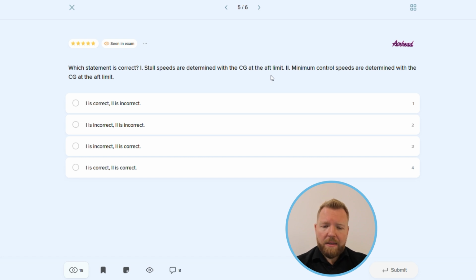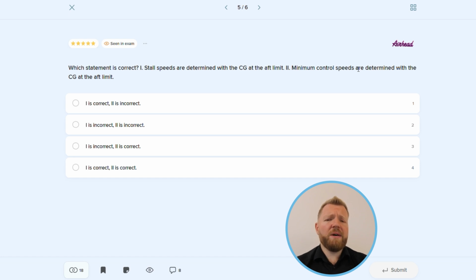The second statement is dealing with CG in determining minimum control speed, VMC. VMC is a general term for minimum control speed with critical engine inoperative. But in reality, we have 3 different minimum control speeds. VMCG, minimum control speed on the ground, where the directional control can be maintained solely by the rudder inputs. And as a side note, please remember that on the ground, the arm that influences the rudder effectiveness is built between main landing gear and rudder, and not between CG and rudder.